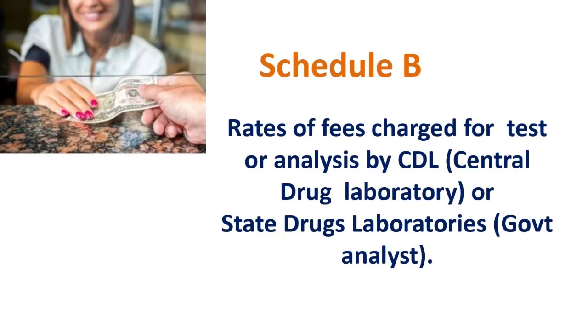Schedule B. After applying for a pharmacy or a pharma company, the second thing you have to do is pay challans. So, Schedule B contains rates of fee charged for test or analysis at CDL, that is Central Drug Laboratory, or State Drug Laboratories. You remember like this, after application there will be challan. So, these are all rates of fees.